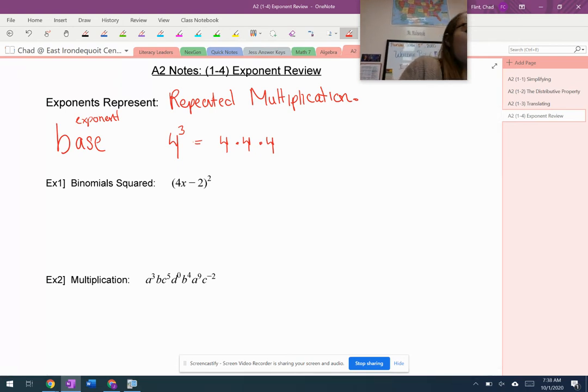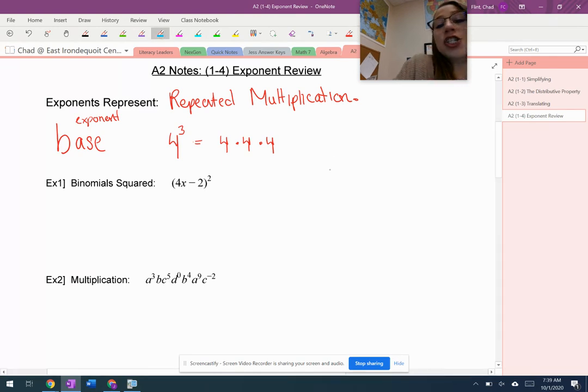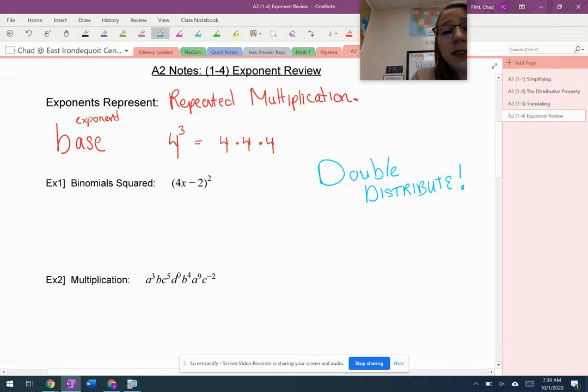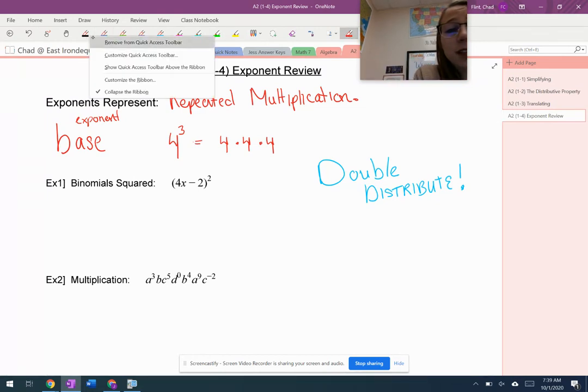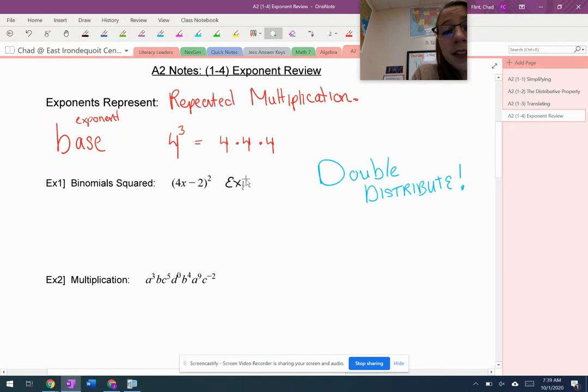You also might be remembering these binomial squares, these keywords, double distribute problems. Remember, when you're looking at that binomial squared, the first thing that you want to do is expand it first. Just like we did up here, if we have 4 to the third power, that meant 4 times 4 times 4.